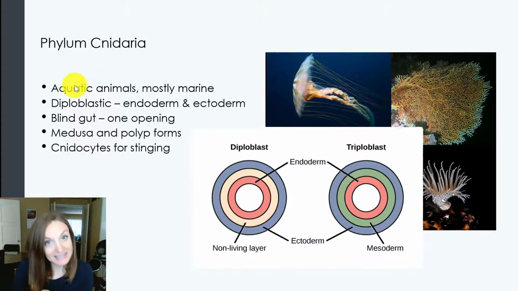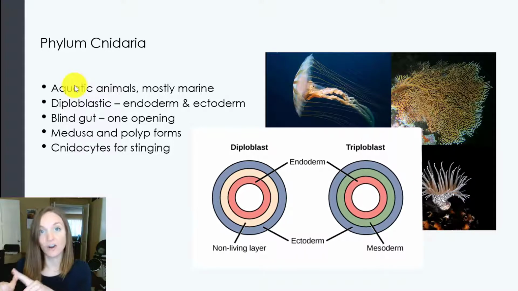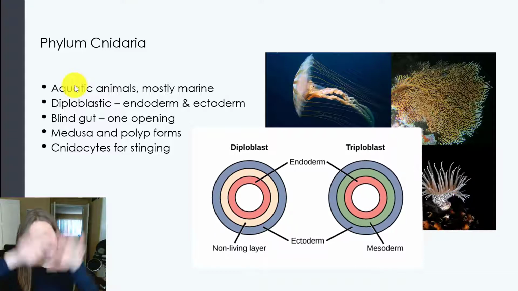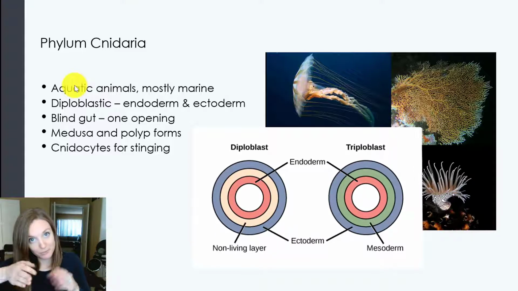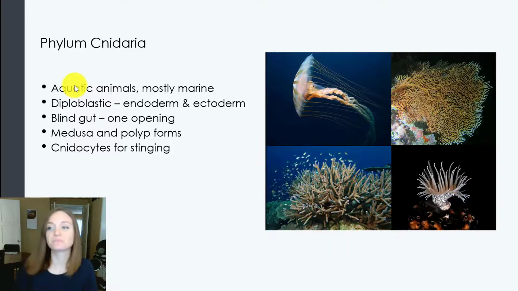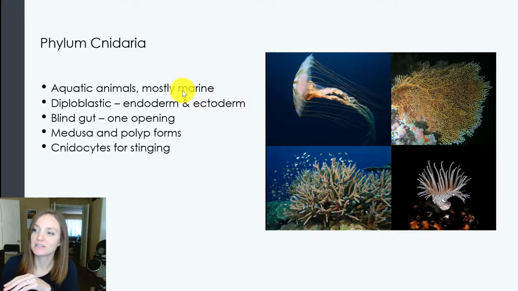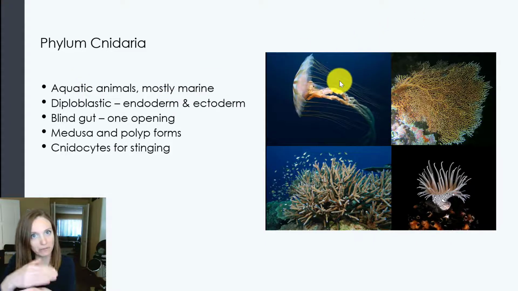Again, they're diploblastic, meaning they have those two tissue layers instead of all three. The two embryonic tissue layers that we see in the cnidarians are the endoderm and the ectoderm. So they have an inside layer and an outside layer. They're lacking that mesoderm tissue. We talked about how they're radially symmetrical, so they can be divided up kind of like a pie.